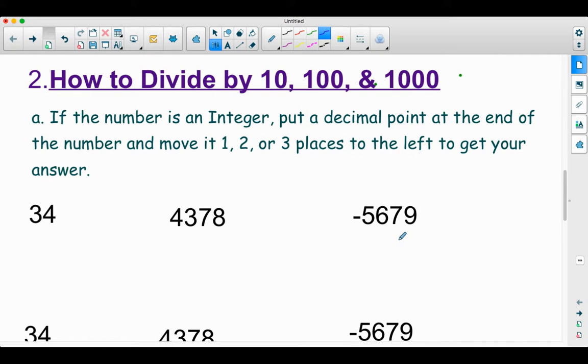Hello class, we are going to learn how to divide by 10, 100, and 1,000. First, if the number we want to divide is an integer, we put a decimal point at the end of the number, and we move that decimal point 1, 2, or 3 places to the left to get our answer. And here are some examples.